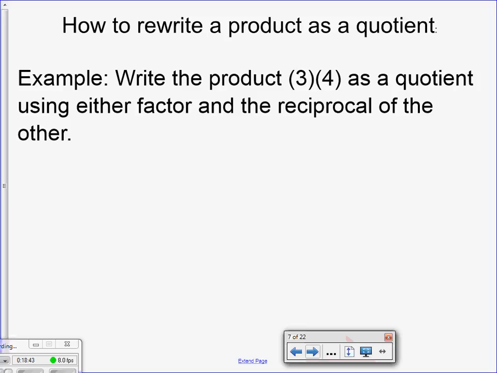Okay, numbers. This is real numbers. Okay, good. This is like one little snapshot of real numbers that looks back to the abstract again. I want you guys to write the product 3 times 4. I want you to write the product 3 times 4 as a quotient. When we have a product and want a quotient, use either factor, either the 3 or the 4, and the reciprocal of the other. Think about it.